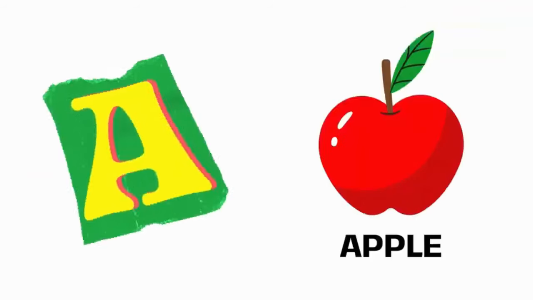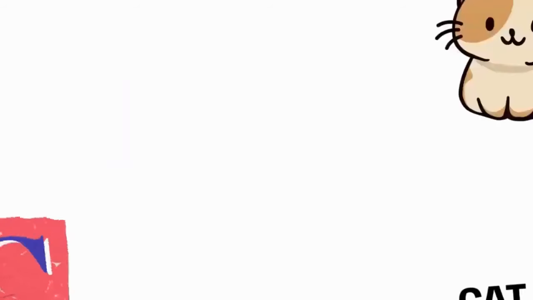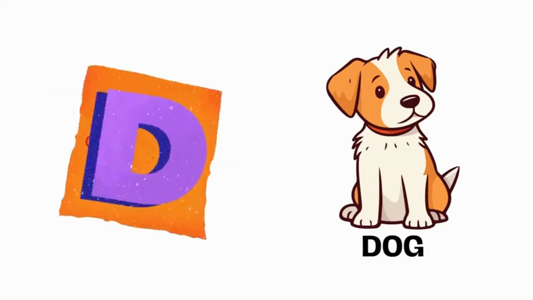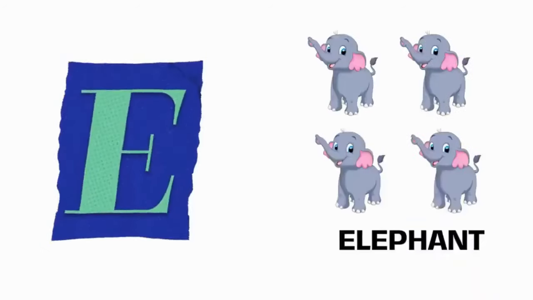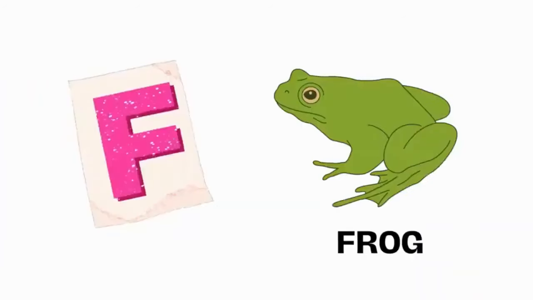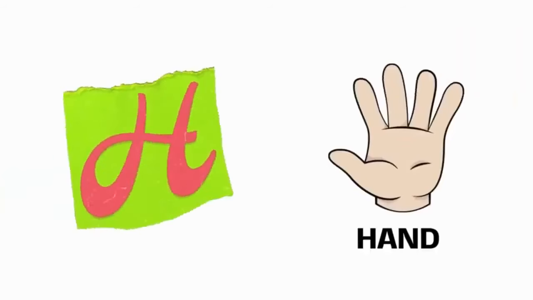A is for apple, a, a, apple. B is for ball, b, b, ball. C is for cat, c, c, cat. D is for doll, d, d, doll. E is for elephant, e, e, elephant. F is for frog, f, f, frog. G is for goat, g, g, goat. H is for hand, h, h, hand.